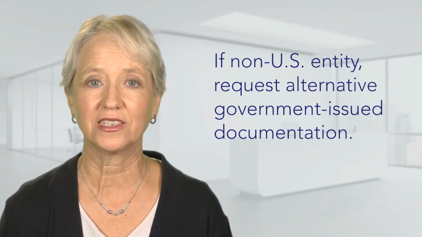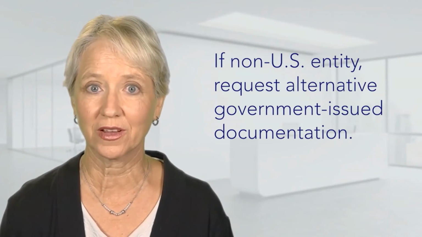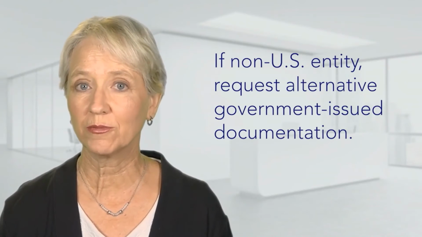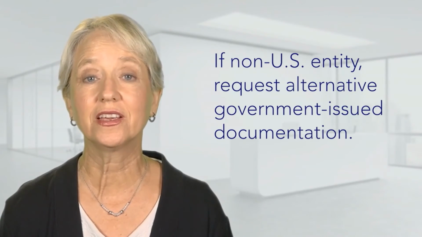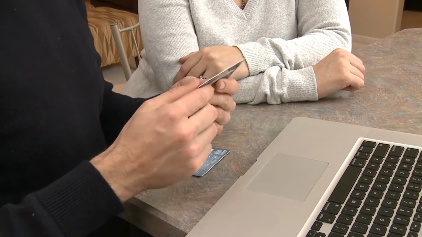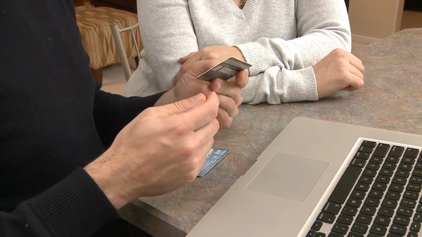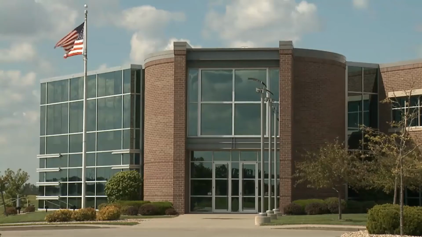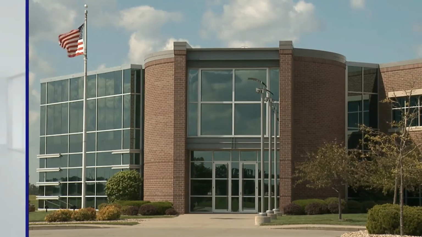If a non-U.S. entity does not have an employer identification number, you must request alternative government-issued documentation certifying the existence of the entity. Again, when it comes to opening a credit card account, if your CIP permits, you can rely on the minimum required identifying information from a third-party source, a credit bureau, for example, before extending credit to the business. As with the individual, your risk-based analysis may lead you to use either or both documentary and non-documentary verification.